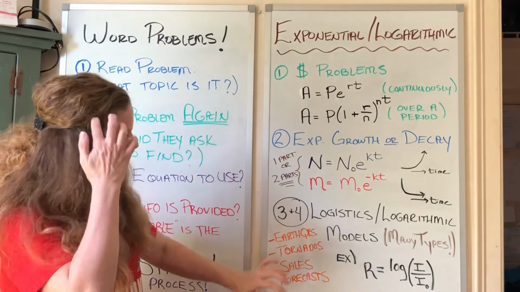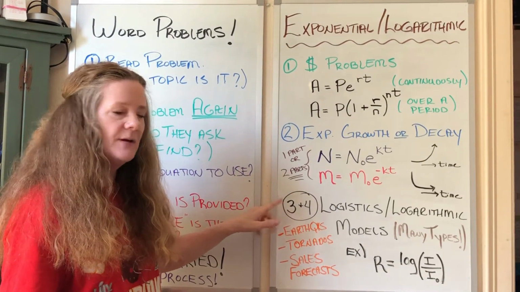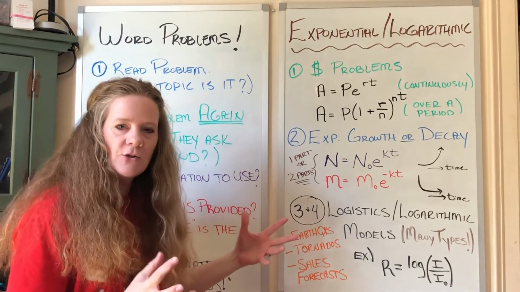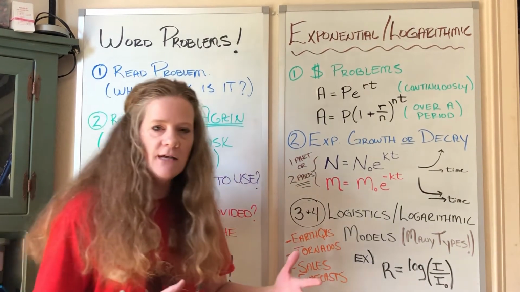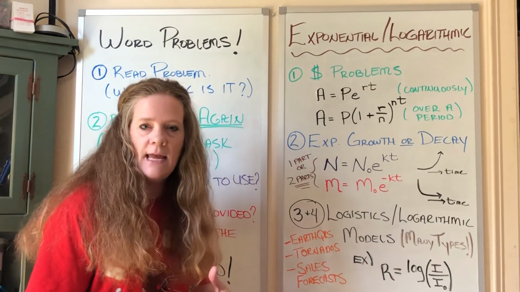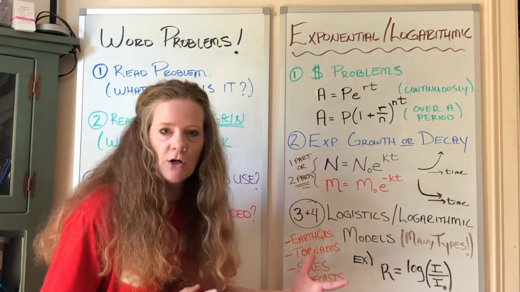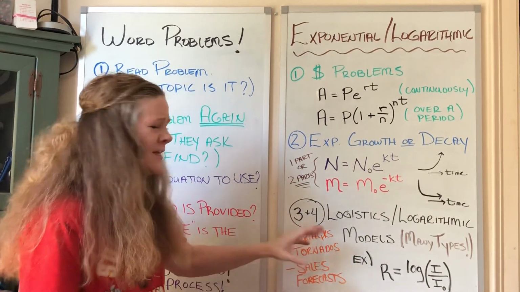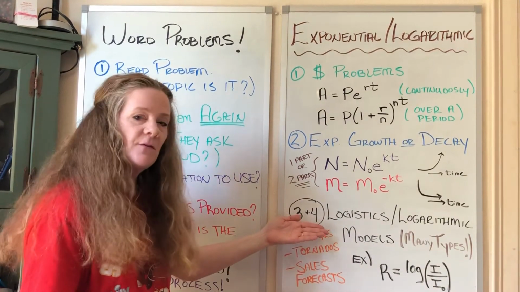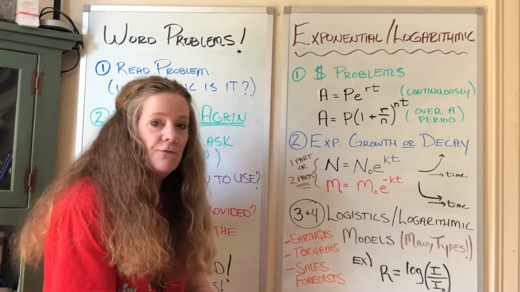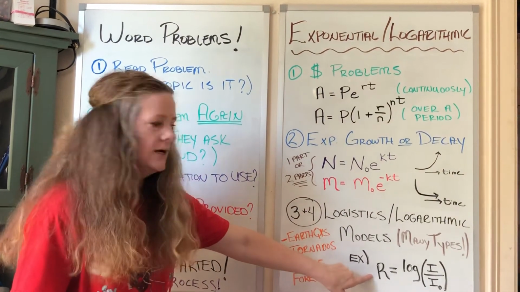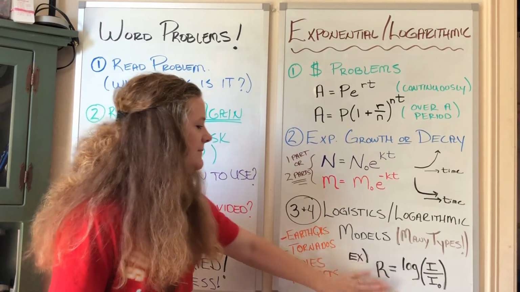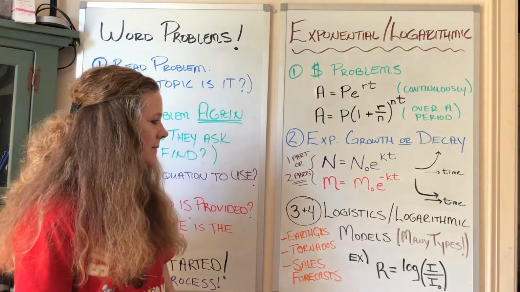So growth and decay. The third and fourth type, logistics and logarithmic, those are pretty neat. You can study some really amazing things. You can talk about earthquakes, you can talk about tornadoes, you can talk about sales forecasts, like how long do we think it's going to take until the newest iPhone saturates the market. Like all those types of studies, they use logistics or logarithmic growth models. There are many, many types, and that's why when you have this type of problem, they give you the actual formula to use. And I've just written an example of one here, like R equals the log of I over I naught. This is something they use to talk about earthquakes. Actually, it's a common model.